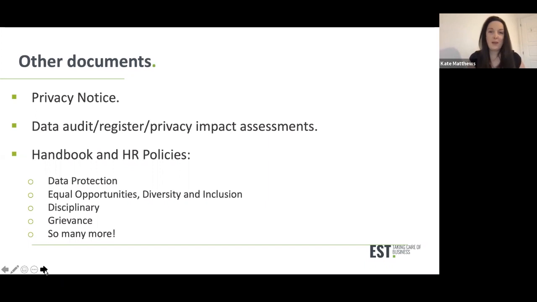And there are so many policies that you can have, but the ones that I strongly recommend to any business from day one are data protection, equal opportunities, diversity and inclusion, disciplinary and grievance. If you were only to have four, they would be my top picks, but there are so many more policies to have. And they're really helpful for you as an employer as well, because they're almost a step-by-step guide to how to handle a situation when it comes up.